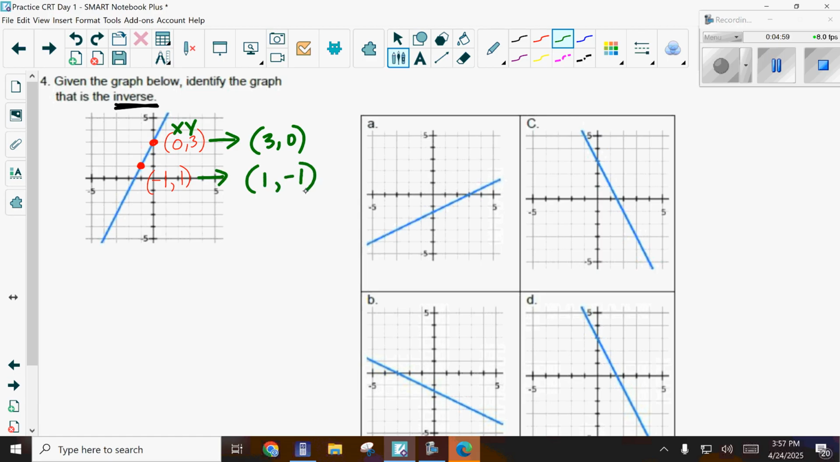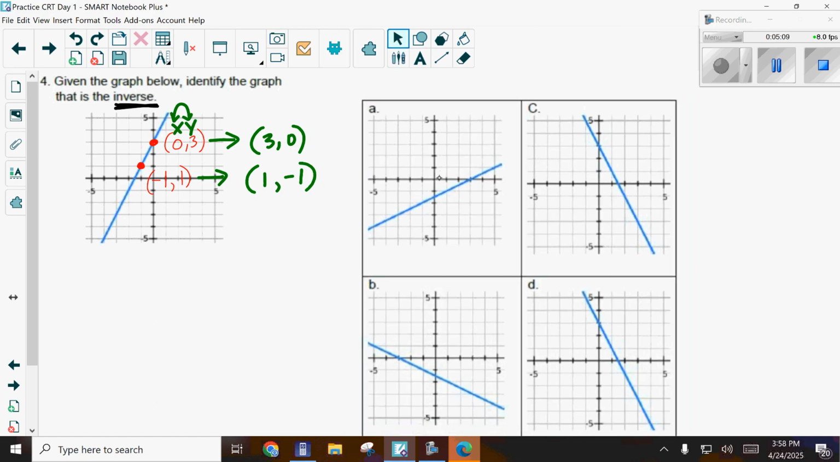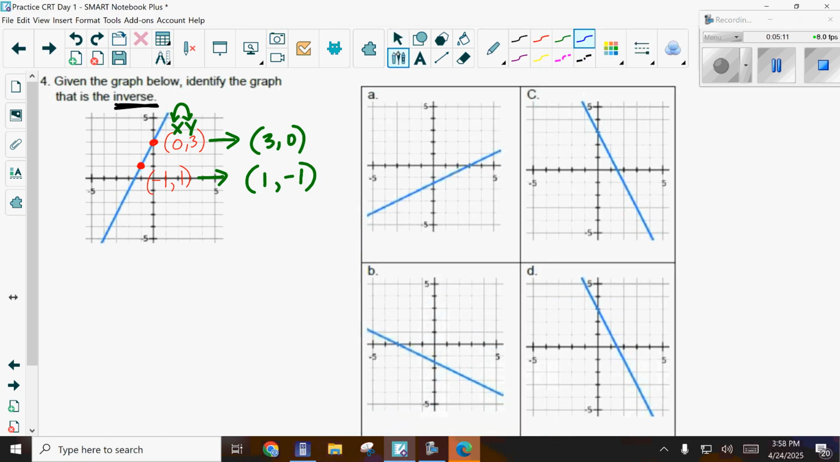Now, I'm not changing any signs. I'm literally just changing the order of x and y. So I'm flip-flopping them, basically. Then what I have to do is go over to the graphs and find a graph that basically hits those spots. So choice A says 3, 0. There's 3, 0. And then positive 1, negative 1. And I think we're actually done.